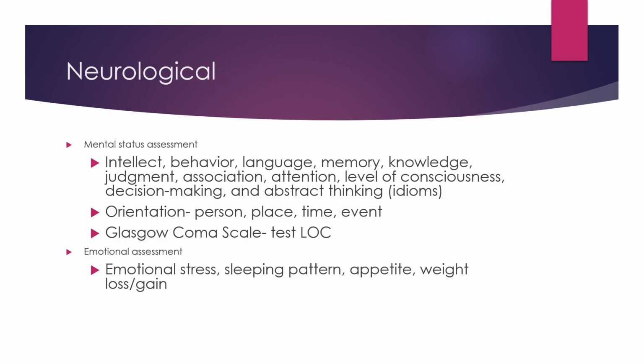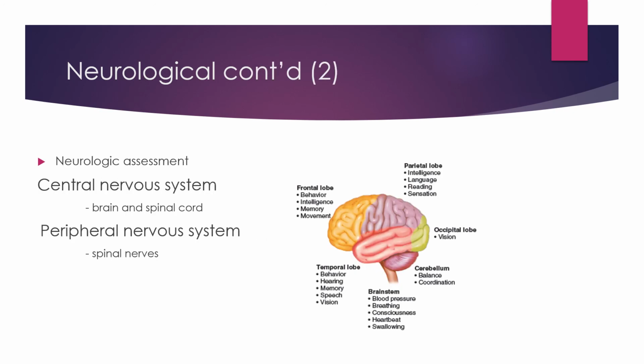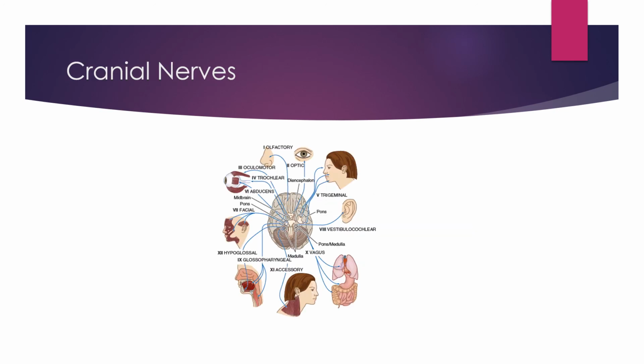And you would assess their mental status, their intellect, their behavior, their memory. Are they oriented to person, place, time, and event? You can test their level of consciousness using the Glasgow Coma Scale and perform an emotional assessment, assessing their stress, sleeping pattern, appetite, and weight loss or weight gain. The neurological assessment would consist of both the central and peripheral nervous system and an assessment of the cranial nerves, which we've touched on a little bit throughout the presentation.